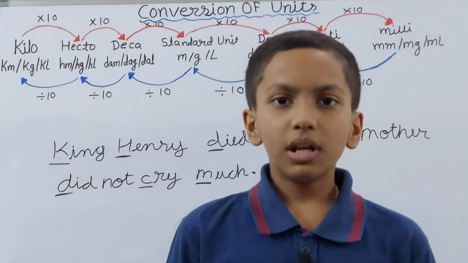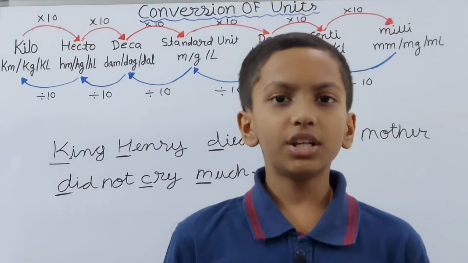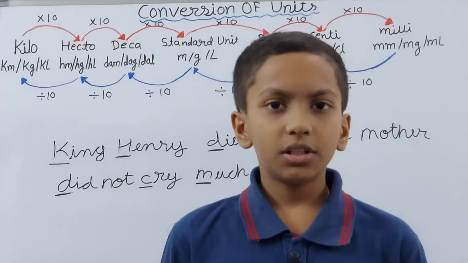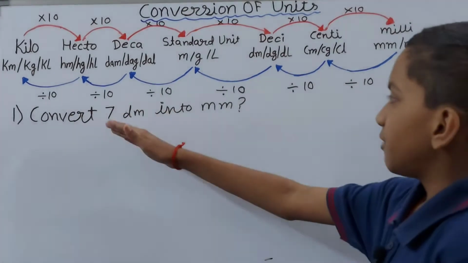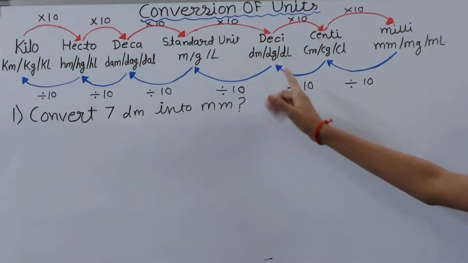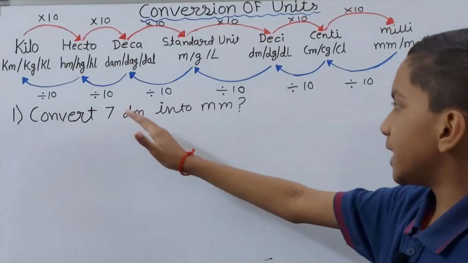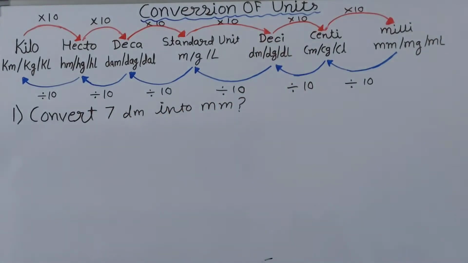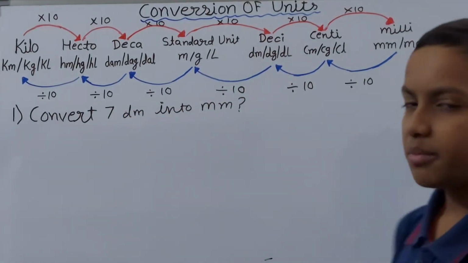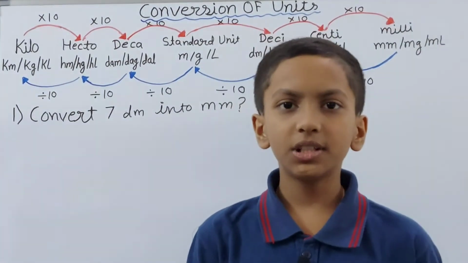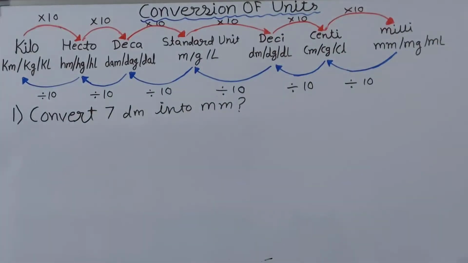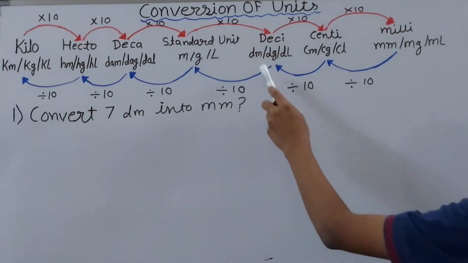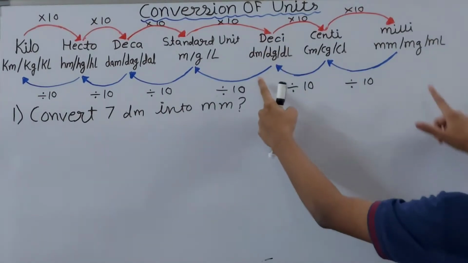Friends, now let's see some questions related to the conversion of units. This question says convert 7 dm, that is decimeters. Here you can see convert 7 decimeters into millimeters. So here we have 7 decimeters and we have to convert this into millimeters. Our first step is to locate our deci. So decimeter is here, okay, and this millimeter is here.